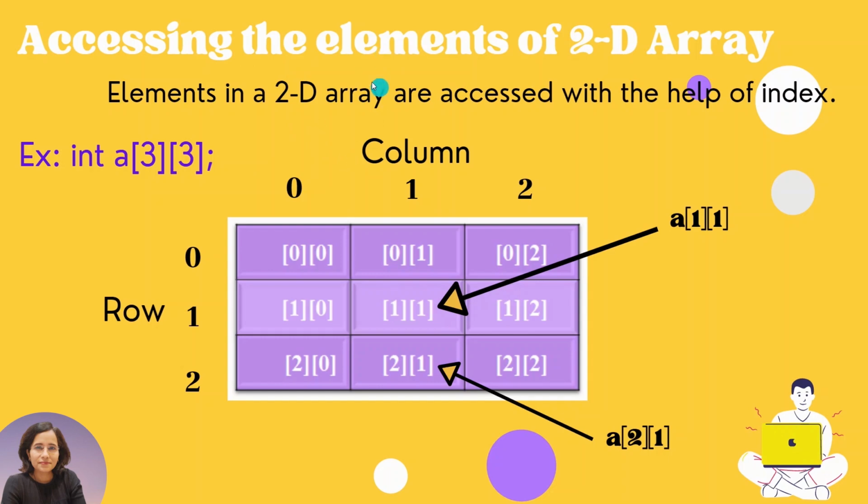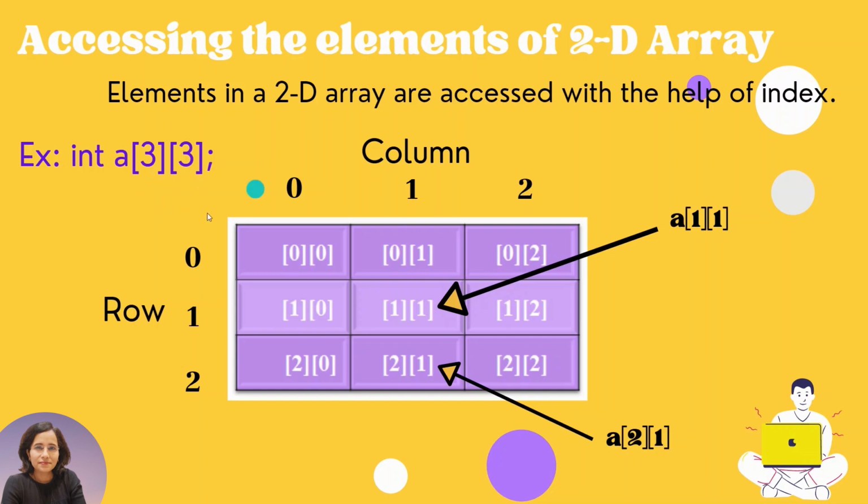As we have seen in one-dimensional arrays, if you want to access the elements of the array, we should take the help of an index. Similarly, in a two-dimensional array also, we can access the elements using dimensions or using an index. Let's consider an example. Here I am creating an integer type two-dimensional array having 3 rows and 3 columns.